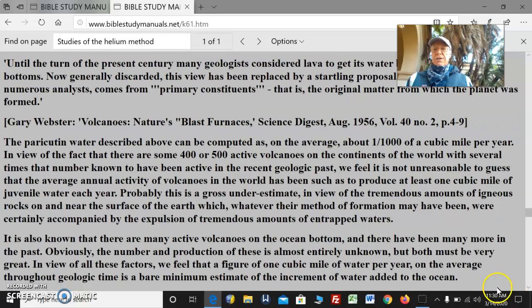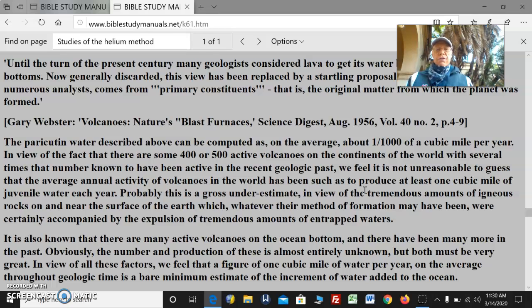Gary Webster says, the Pt92 water described above can be computed as, on the average, about 1/1000th of a cubic mile per year. In view of the fact that there are some 400 to 500 active volcanoes on the continents of the world, with several times that number known to have been active in the recent geologic past, we feel it is not unreasonable to guess that the average annual activity of volcanoes in the world has been such as to produce at least 1 cubic mile of juvenile water each year.